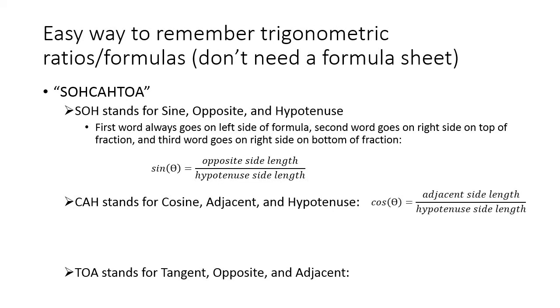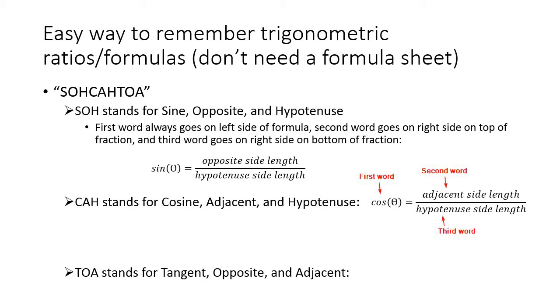So CAH is for the cosine. That stands for the cosine. A is for adjacent. H is for hypotenuse again. So you use the exact same way of writing it out. The first word, cosine, is on the left-hand side. A for adjacent is the second word, and that's on the top on the right-hand side. And then H for hypotenuse is on the bottom of the right-hand side of the equation. So you can see C, A, and H there being formed from the CAH.